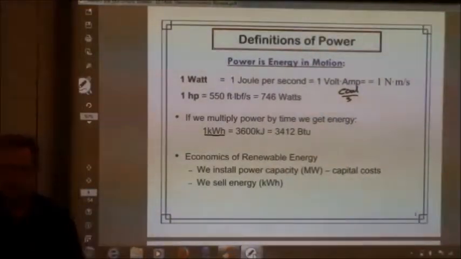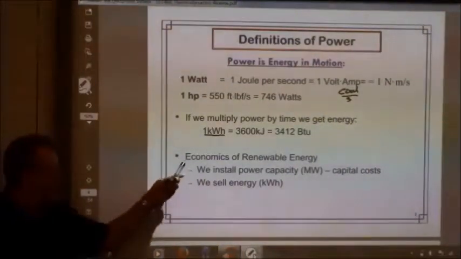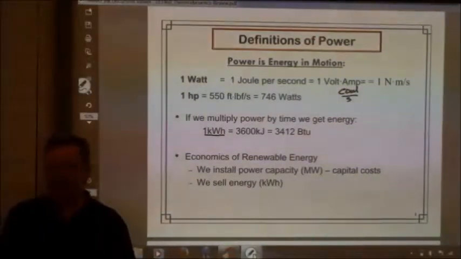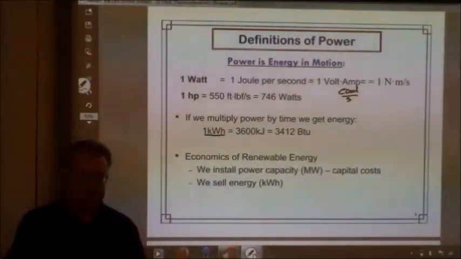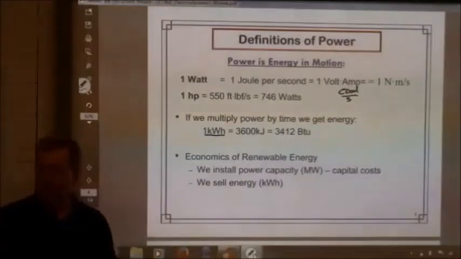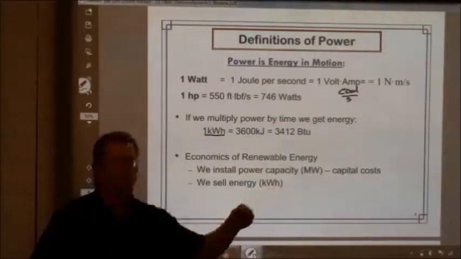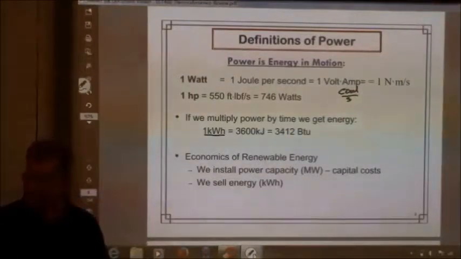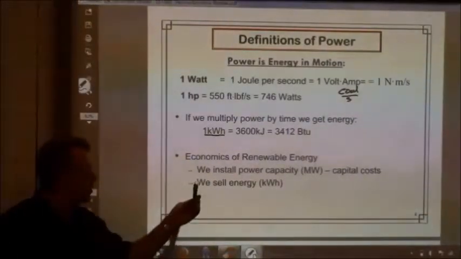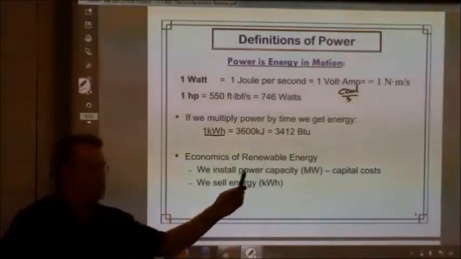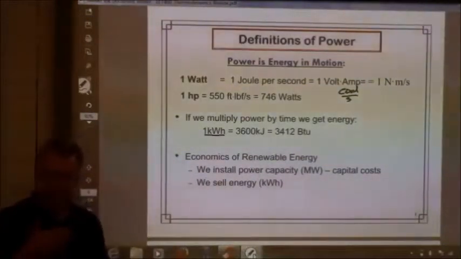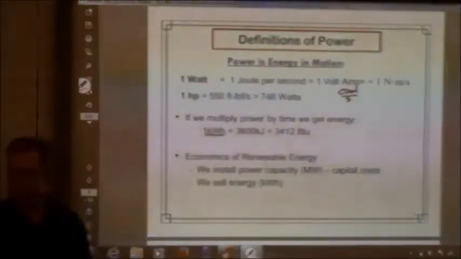Now, something that we may have touched on previously is the economics of renewable energy. Typically, when we're building a power plant, we install capacity in terms of megawatts, and this is, for instance, the capital cost. However, what we sell is energy. Okay, so we'll get more into this when we start talking about renewable energy economics a little bit later on in the semester.